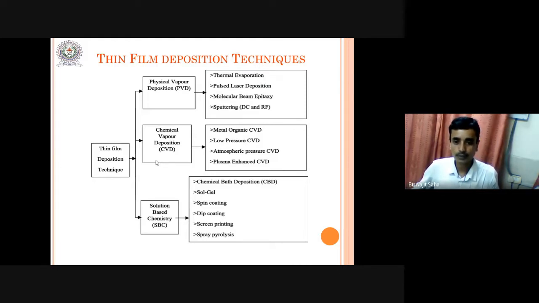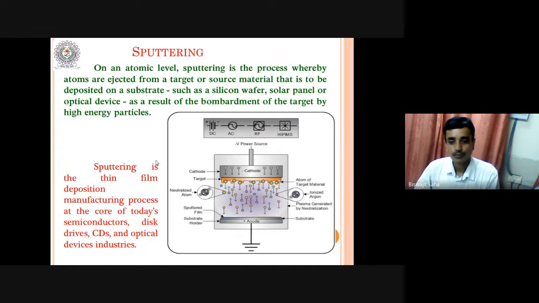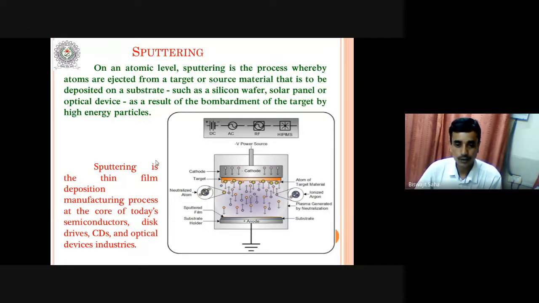Okay, anyway, let us move to the next slide. So in this we shall discuss the sputtering technique only, because this particular lecture is focused on the sputtering technique of thin film deposition. This is a physical technique.